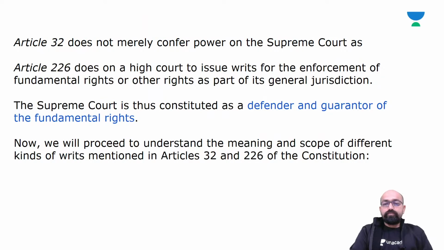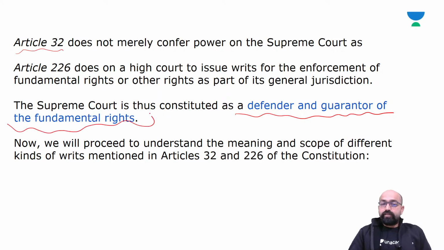Right, now next, Article 32 does not merely confer power on the Supreme Court, as Article 226 does on a High Court, to issue writs for the enforcement of fundamental rights or other rights as part of its general jurisdiction. Now, the Supreme Court is thus constituted as a defender and guarantor of the fundamental rights. After these conclusions and a few details, we can say that the Supreme Court is constituted as a defender and guarantor of the fundamental rights.